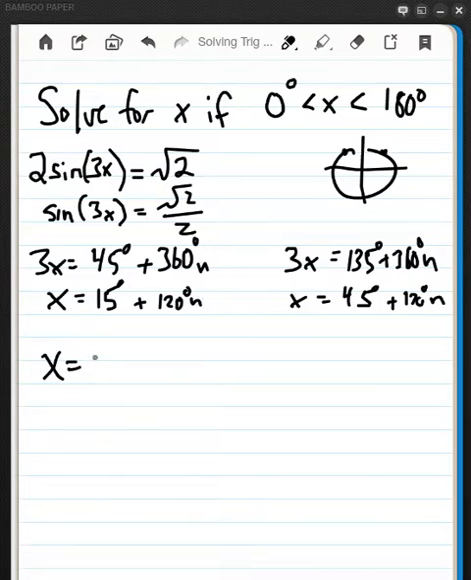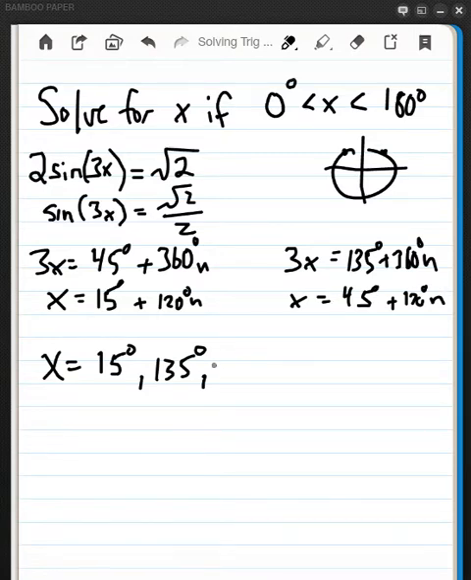If n was 0, 15 degrees would work. If n was 1, 135 degrees would work. And if n was 2, we'd be a little bit too big, because if n was 2, this would be 240 plus 15, and that's outside of this restriction. So we stop there. Now let's go to the other side.